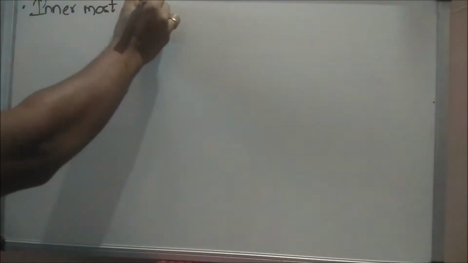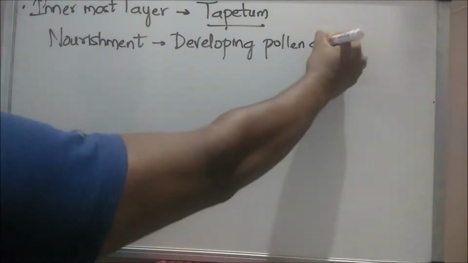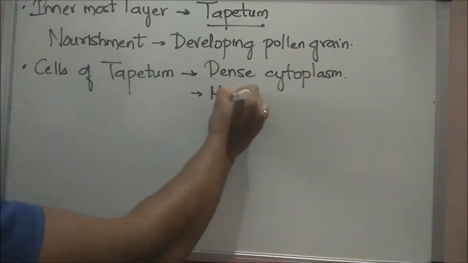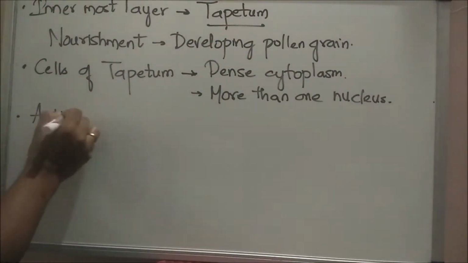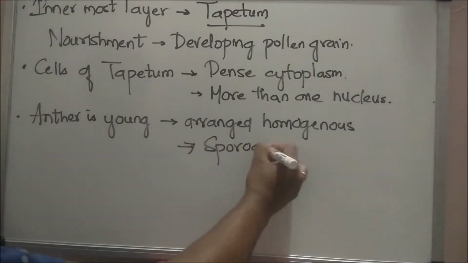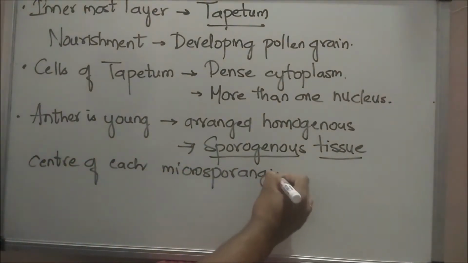The innermost wall layer is called the tapetum. It nourishes the developing pollen grains. The cells of the tapetum possess dense cytoplasm and generally have more than one nucleus. When the anther is young, a group of compactly arranged homogeneous cells called the sporogenous tissue occupies the center of each microsporangium. Let's learn about microsporogenesis.